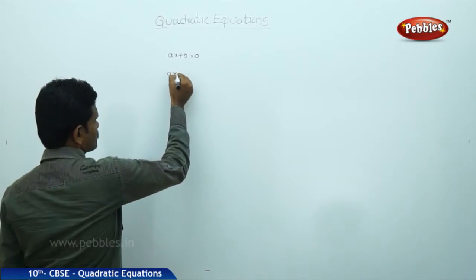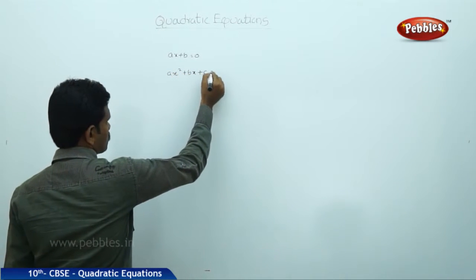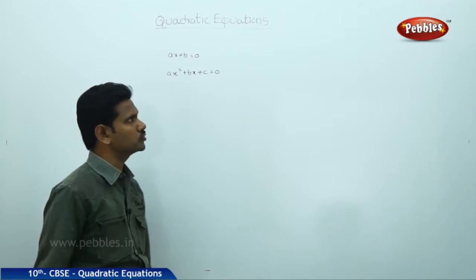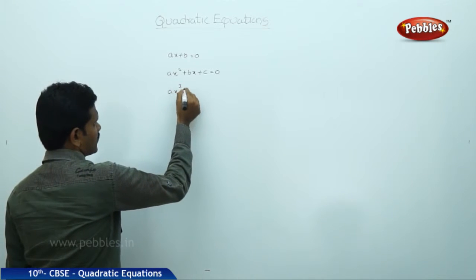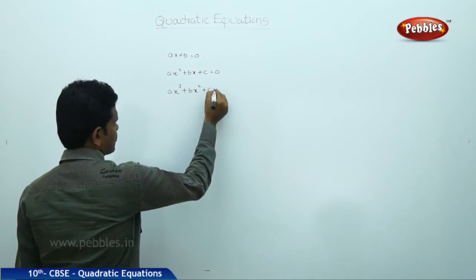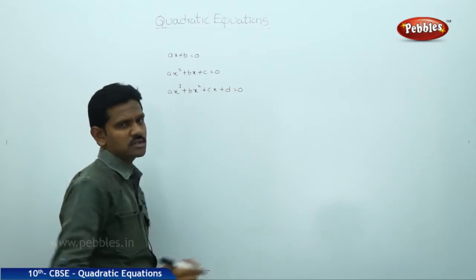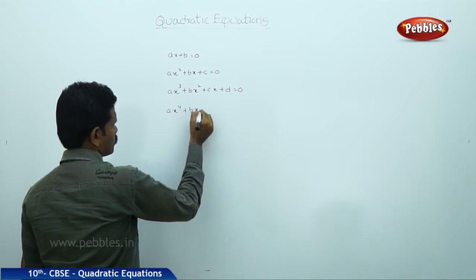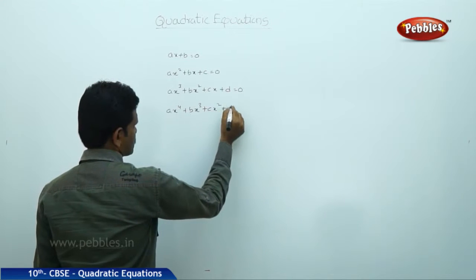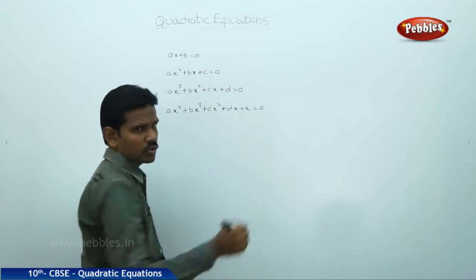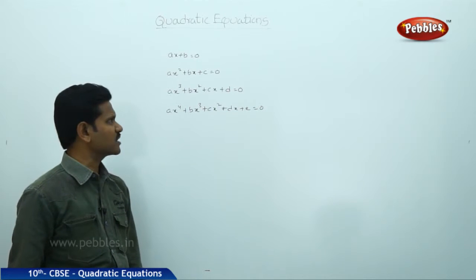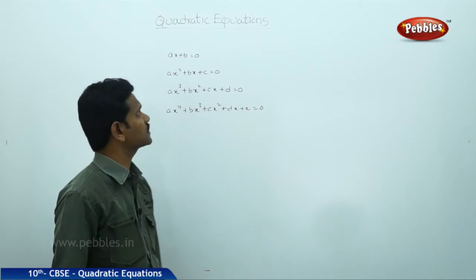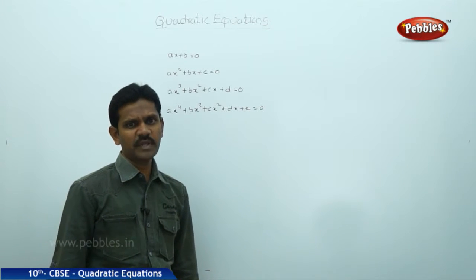Now ax square plus bx plus c is equal to 0 is a quadratic equation because the highest degree of x is 2. Similarly, ax cube plus bx square plus cx plus d is equal to 0 is called a cubic equation, and ax power 4 plus bx cube plus cx square plus dx plus e is equal to 0 is a biquadratic equation of degree 4. Now, in this section, we are discussing quadratic equations and their applications.